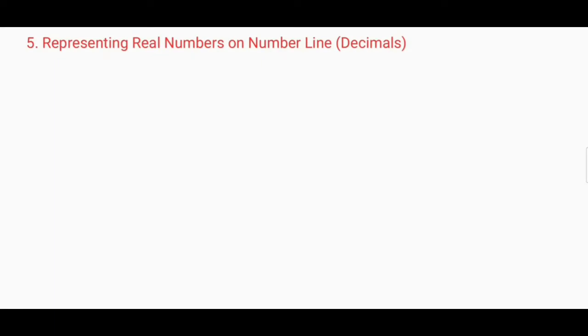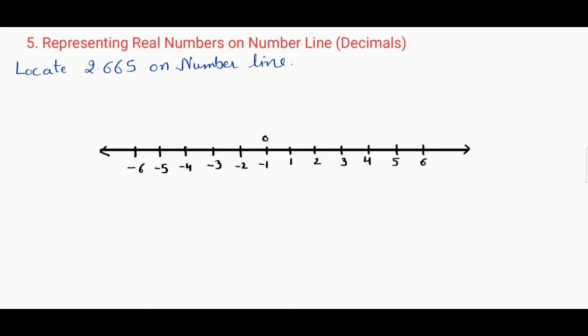We know that real numbers have a decimal expansion, which we have learned, and we can represent all real numbers on the number line. So here we have to represent numbers which are in decimal form on the number line. Let's take one example here. Locate 2.665 on the number line. So for that I will take one number line. So this is my number line. I have to represent this number 2.665 on this.